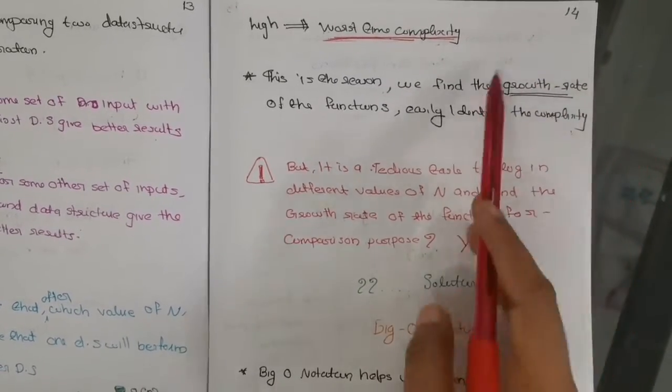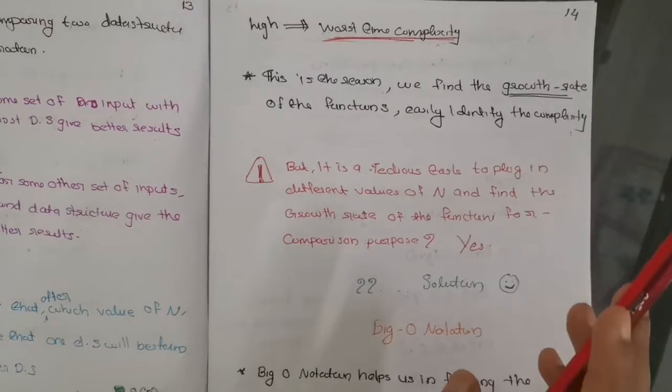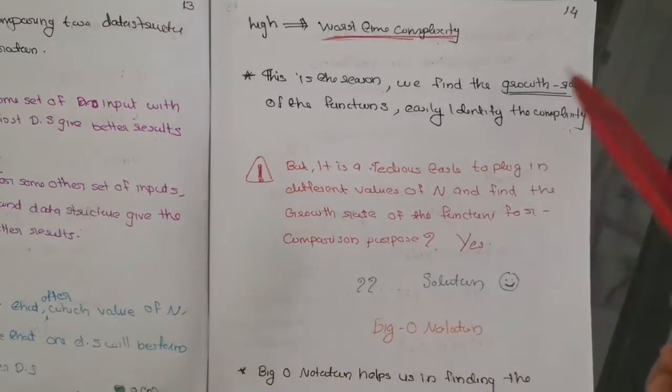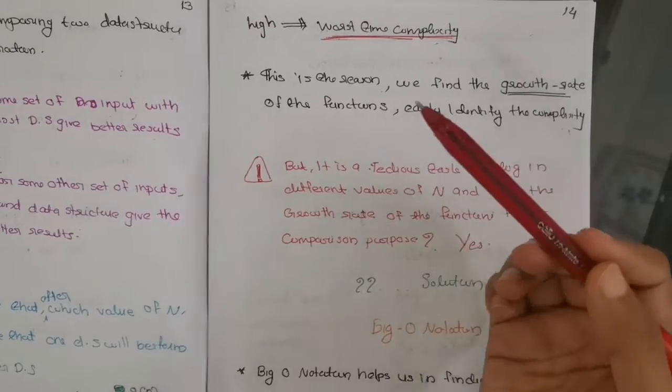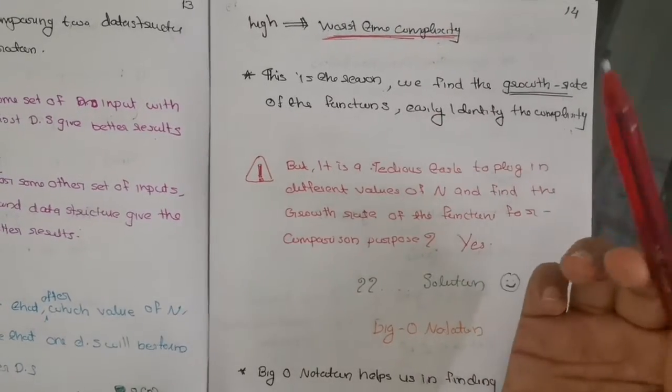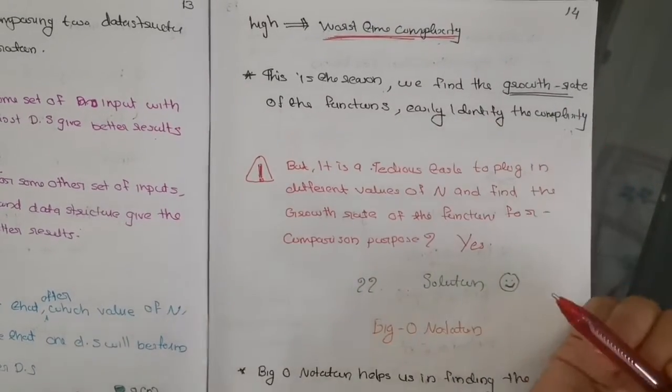Depending upon the growth rate, we can tell what the complexity is. If it is n, the complexity is linearly increasing. If it is n square, that means it is quadratically increasing. So we can know it depending upon the growth rate.